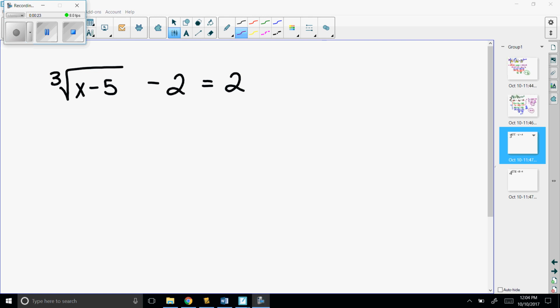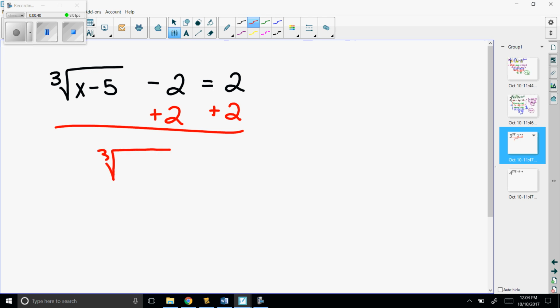Add the 2 to the other side. That's probably a good place to start. If we add the 2 to the other side, we are isolating the term that has the x involved. The term with the x is this first one, which is the cube root of x minus 5. So if I add 2 to the other side, my equation now becomes the cube root of x minus 5 is equal to 4.